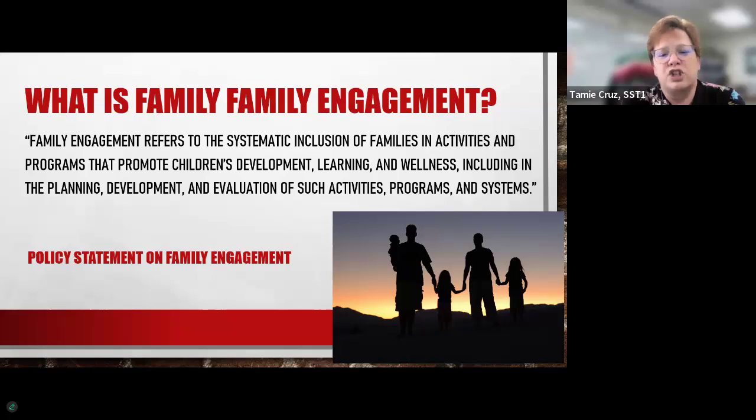So just to start with a general definition of family engagement, it refers to the systematic inclusion of families in activities and programs that promote children's development, learning, and wellness, including the planning, development, and evaluation of those activities. So we don't want to just do things to families. We want to have their input in what's happening and in what they need. One of the phrases I heard in a PD a while ago now: no decisions about us without us. And I really like that when it relates to family and student engagement both. We can think we know what families need, but let's make sure we're getting their input on what they need.